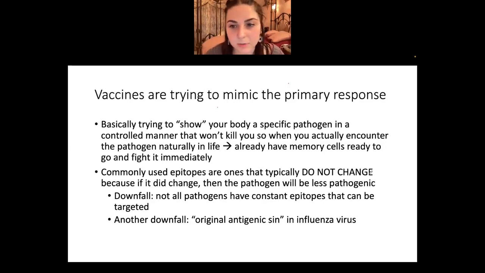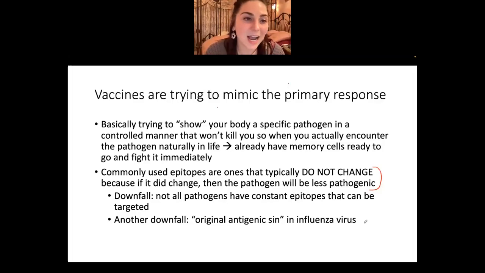So what I mean by this, before I go on, is a good example. I used the flu here, but a good example would be something like COVID. So we use the spike protein with COVID because that's how COVID enters our cells. So let's say COVID was trying to be smart and it's like, well, let me just change my spike protein because everyone's vaccinated against it. If it did that, it can't enter cells, it can't survive. So that's why they use epitopes in vaccines that, if the virus tried to change them, it just wouldn't survive. Those are the ones that are really good to use in vaccines, because if they tried to change it, it would be less pathogenic.